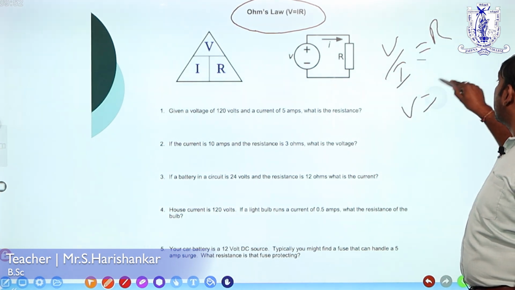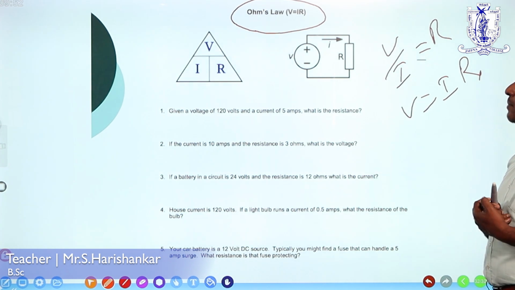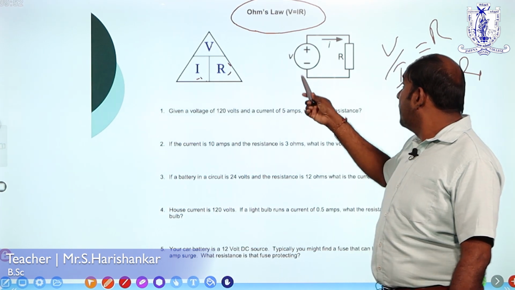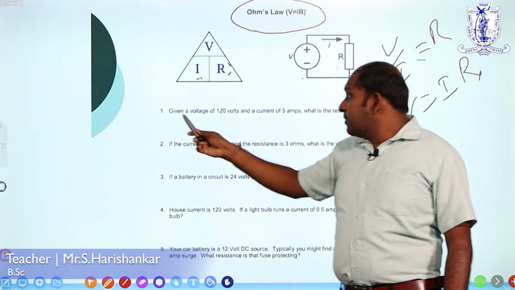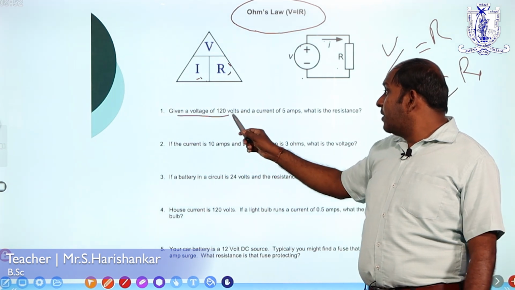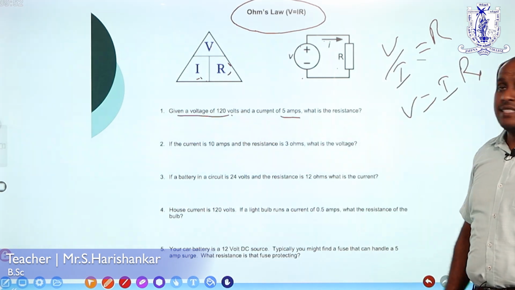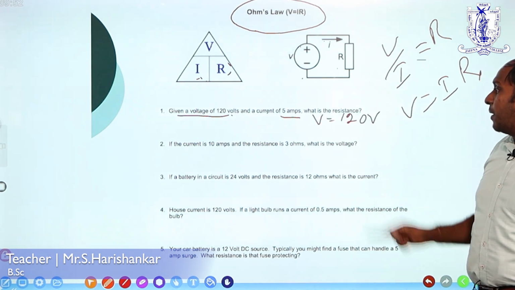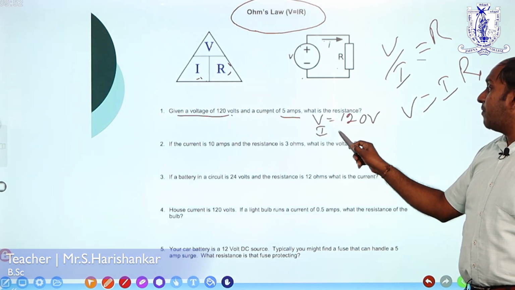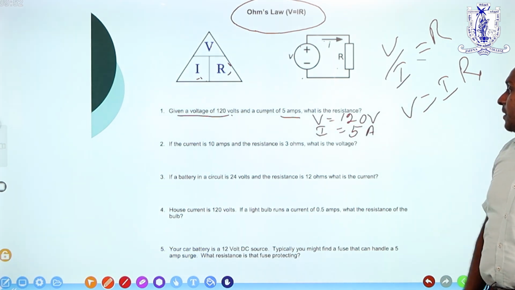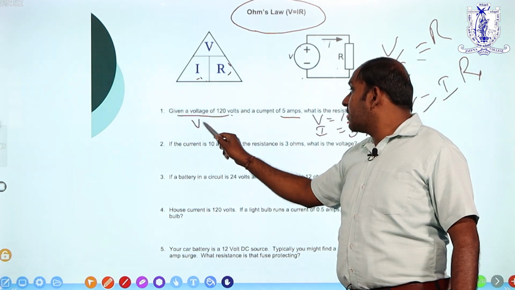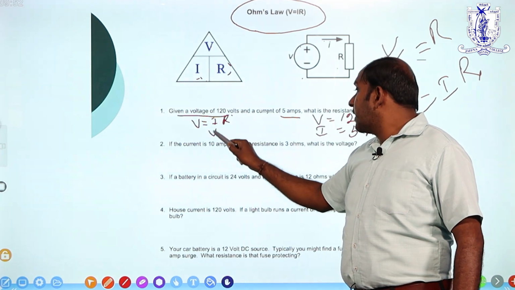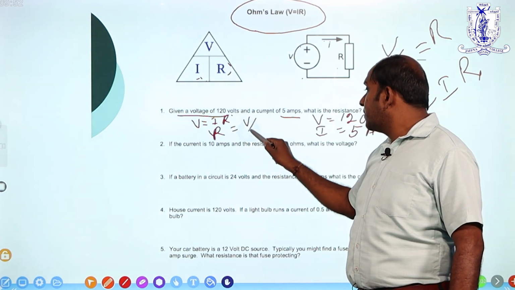So this one is V equals I R. This is a simple experiment, the relationship of V, I and R, V over I. A simple example: the voltage is 120 volts and the current is 5 amperes. What is the resistance? A simple one. V is 120 volts, and I is 5 amperes, and V is equal to I R, so R is equal to V over I.